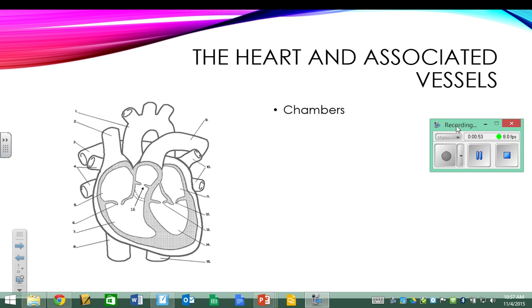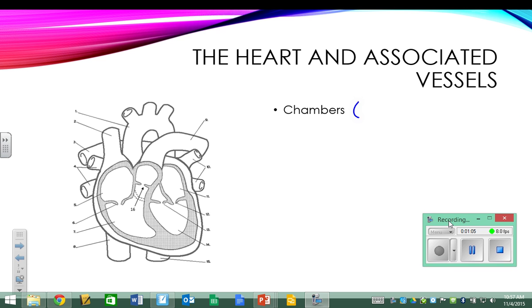And when we talk about the heart and the things that are associated with it, there's actually a couple of categories that we could use. The first category that we could use are the chambers of the heart. There are 4. One type of chamber in your heart is called an atrium, and the plural is atria. And you have 2 of them, number 5 and number 11.